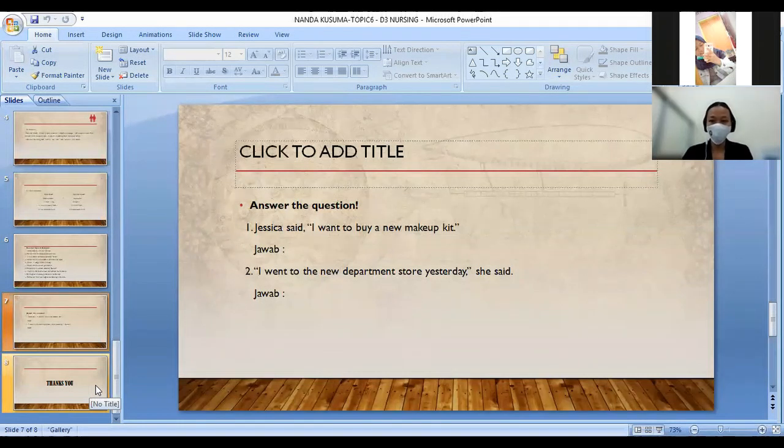Permission to answer the question from Nanda. Number 1. Jessica said, "I want to buy a new makeup kit." Answer: Jessica said that she wanted to buy a new makeup kit.